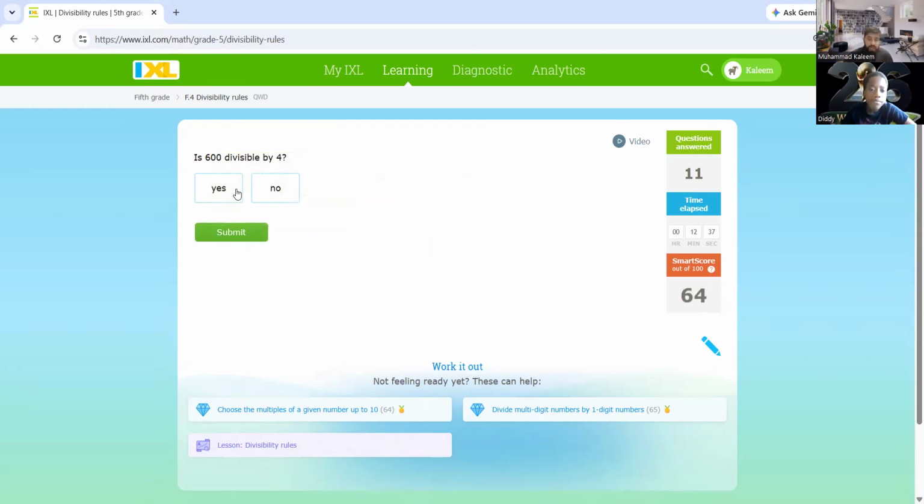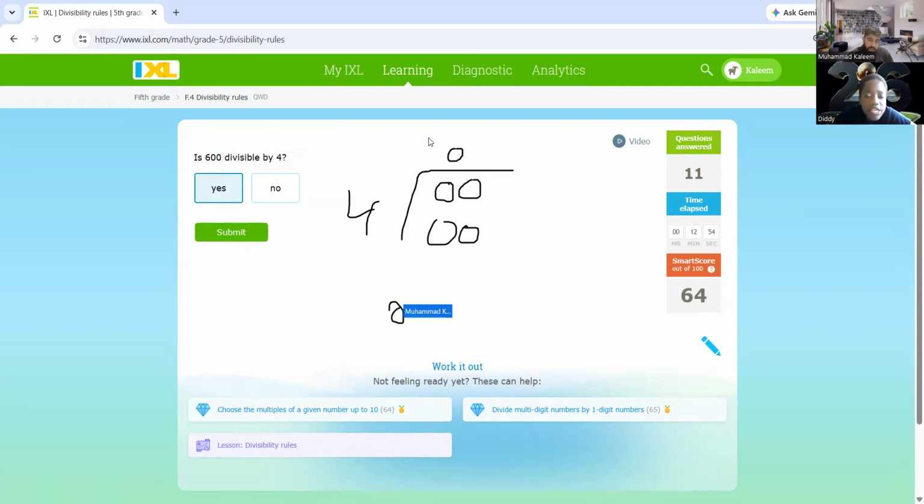So we will check the last 2 digits. Yes, because 0 divided by 4 is 0. So yes, the last 2 digits are supposed to be a multiple of 4. If the last 2 digits are a multiple of 4, then that number will be divisible by 4.